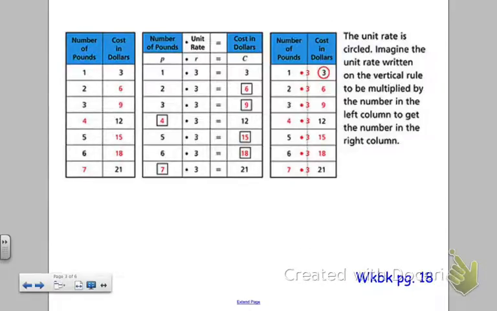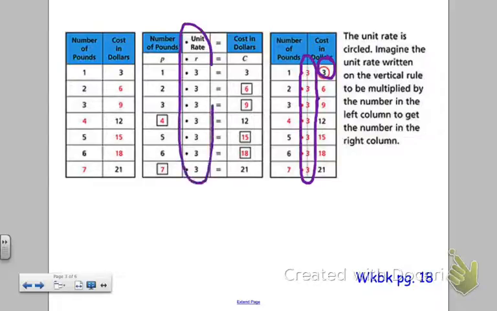If you take a look at workbook page 18, you can see an example of what I just did. It says the unit rate is circled. Here's our unit rate right here. Imagine the unit rate written on the vertical rule to be multiplied by the number in the left column to get the number in the right column. So this is exactly what they're talking about. I wrote the multiplying by 3, I multiplied by the unit price right in the center of the unit and the product. You can see it over here.